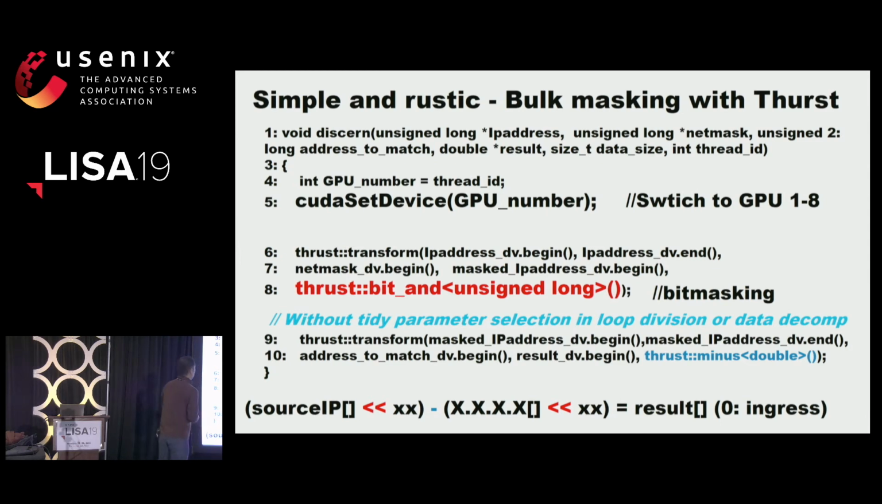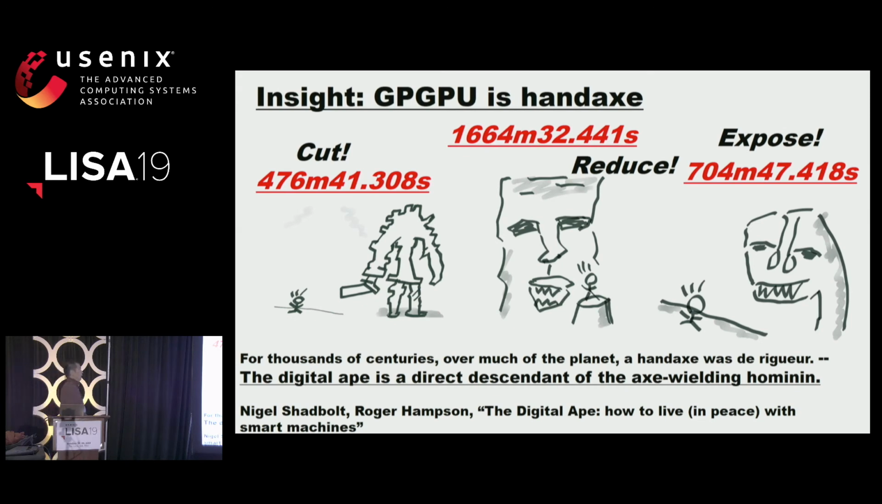Surprisingly, only about 10 lines evades tedious parameter selection in loop division or data decomposition. Can you believe it? Actually, this function outperforms the sophisticated programming of OpenMP or Cilk or something like that. It's really powerful.